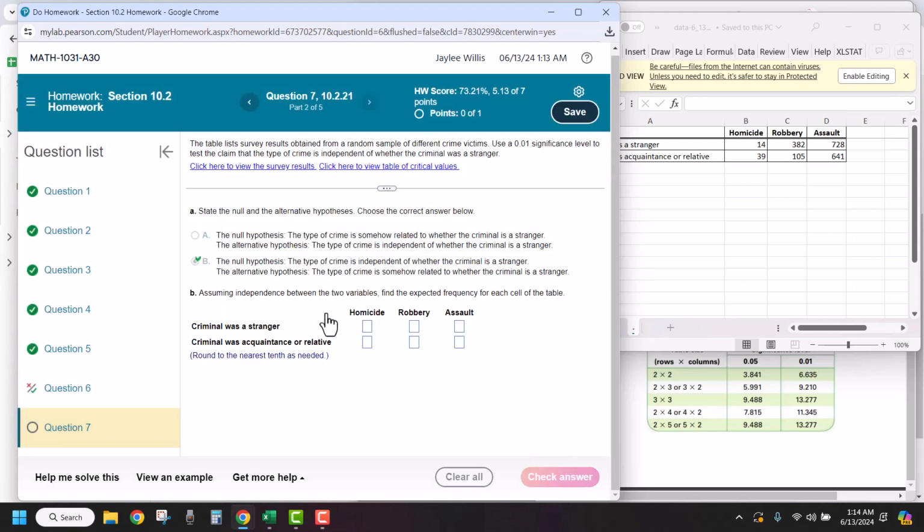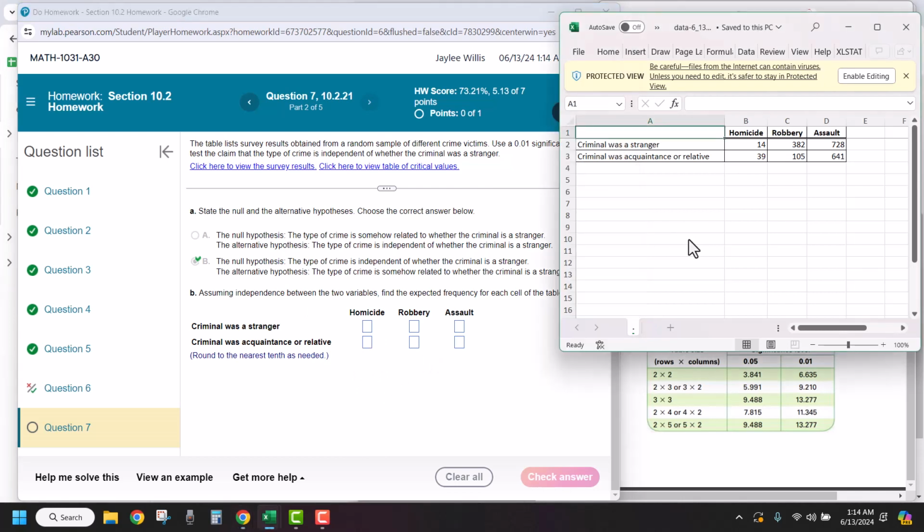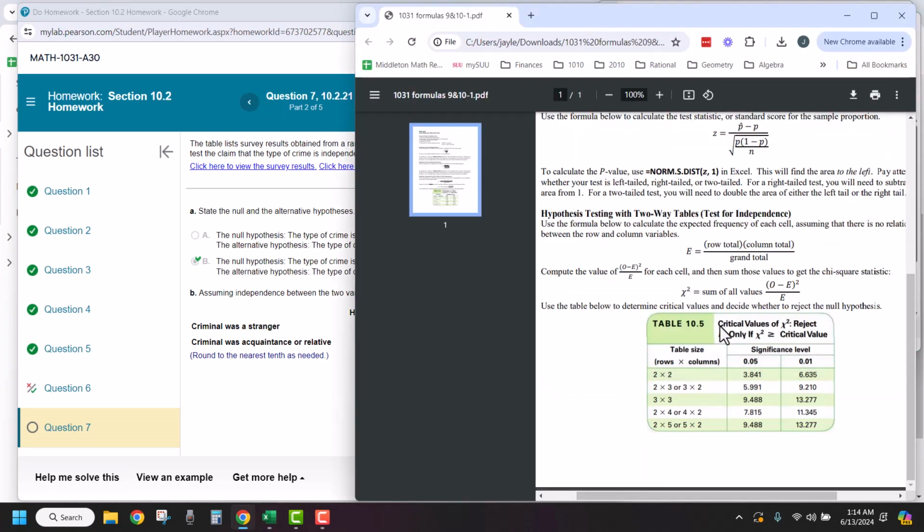And then the way that I would figure out whether or not I can accept or reject the null hypothesis is based on the expected value and the chi-squared value. So the way that you find the expected value is you take the row total multiplied by the column total and divide that by the grand total.